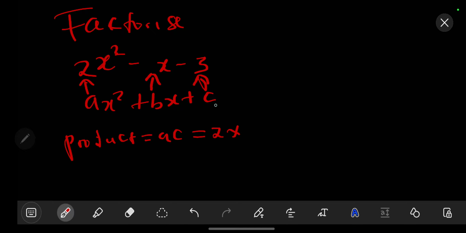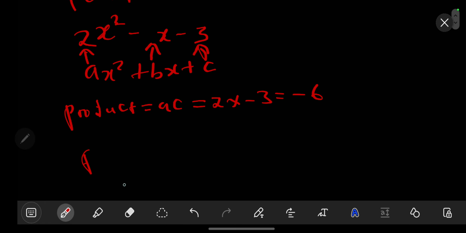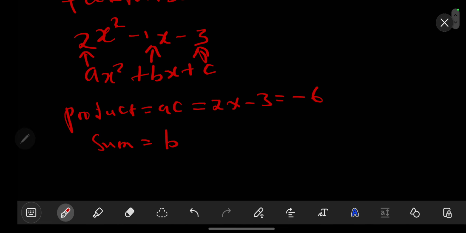our a is 2 times our c is -3. So 2 times -3, you just multiply. We are going to have 2 times -3 will give us -6, like that. Then your sum. Your sum is the number which is just the coefficient of b. So if you look here, the coefficient of b is a -1 there. Since there is a negative, it means to say the number here is -1. So we are going to say -1.